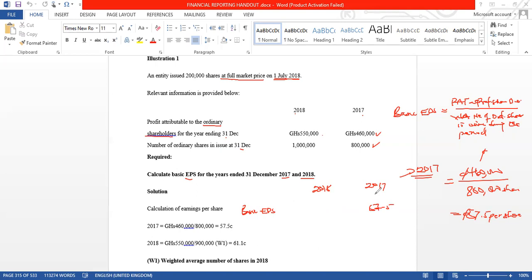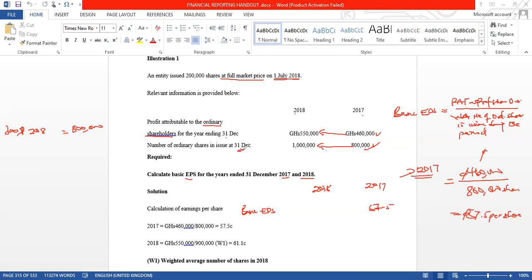Now let's look at the EPS for 2018. Now in 2018, you could see that the profit has increased and the number of shares have increased. And remember, what we were told is that when we are doing full market price, we need to take note of the dates of issue of new shares. All right, so it means that as of January 1, 2018, the number of shares that we actually had was 800,000. That is the number of shares that we have, because the closing balance of this ordinary number of shares is what we will actually begin our new year with.